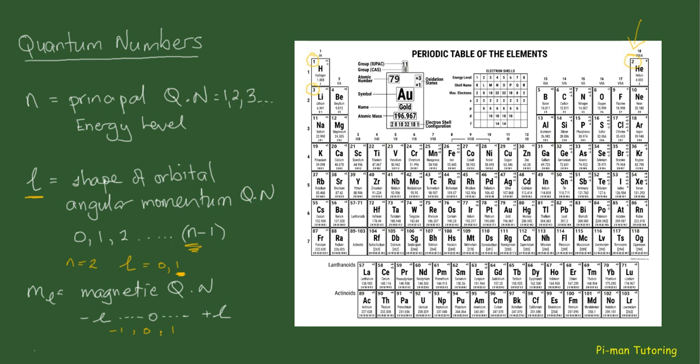And the fourth quantum number is the spin quantum number, electron spin. It is allowed to have just two values, plus 1/2, meaning the electron is spinning up, and minus 1/2 for an electron spinning down. So those are the four quantum numbers and how they relate to each other.